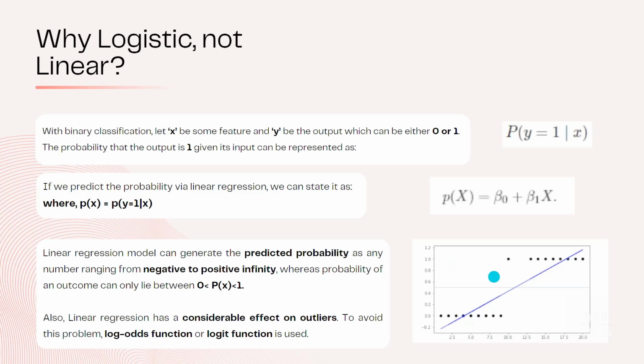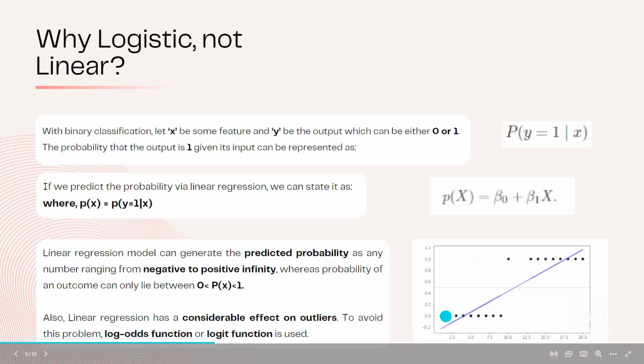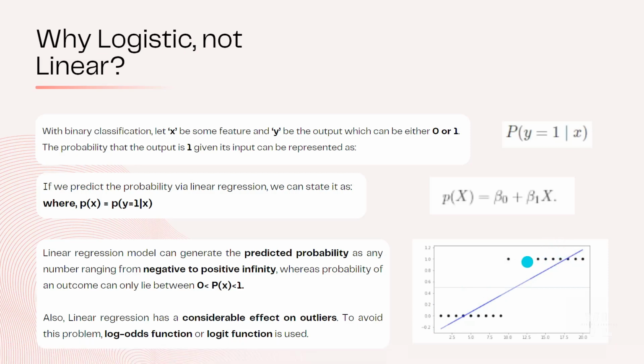So let's consider this logistic regression problem where we have one set of outcomes equal to 1 and another set of outcomes equal to 0, and we represent them as dots, and we want to classify these two sets of classes by using a linear equation line. You can see that the line is not separating the classes very well. Also, linear regression has a considerable effect on outliers. To avoid this problem, the log odds function or logit function is used.